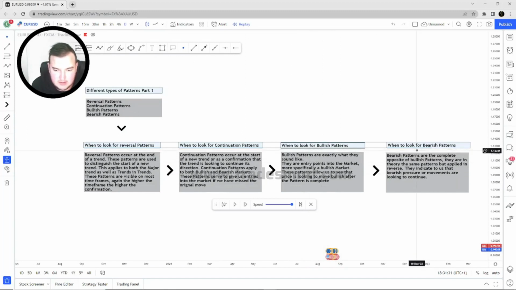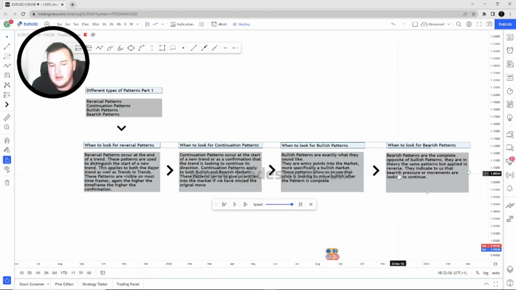Okay, and when to look for bearish patterns. Again, this could be the reversal of a bullish pattern. For example, we've reached the top of a trend, and now we are turning bearish. So now we look for the reversal pattern on the bearish trend, which gives us an entry. If we miss that entry, we have a continuation pattern, and then we have a bearish pattern. This can be a bearish flag or anything like that. Bearish patterns are the complete opposite of bullish patterns. They are in theory the same patterns but applied in reverse. They indicate to us that bearish pressure or movements are looking to continue.